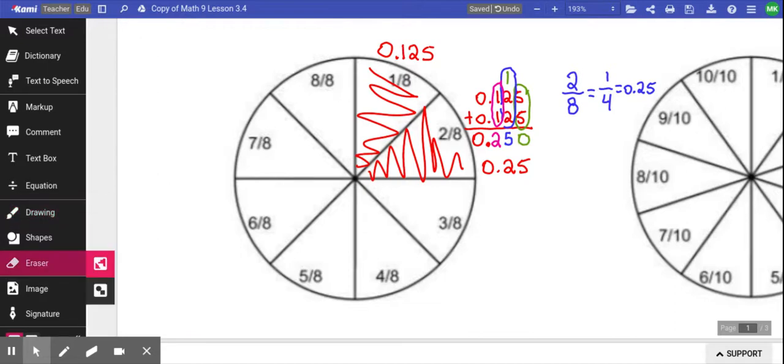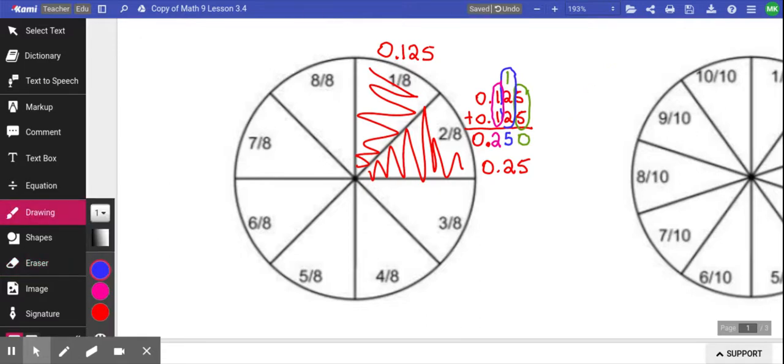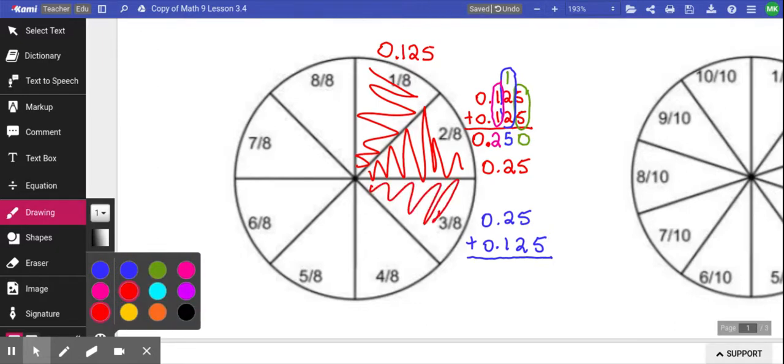But if you looked at 3/8, 3/8 is not one I would have memorized very well. I would know that 2/8 is 0.25. And I would know that 1/8 is 0.125. And I know if I add 2/8 with 1/8, it would give me 3/8. So that's how I would figure out fractions into decimals. And we're going to do a bunch of practice questions like this.